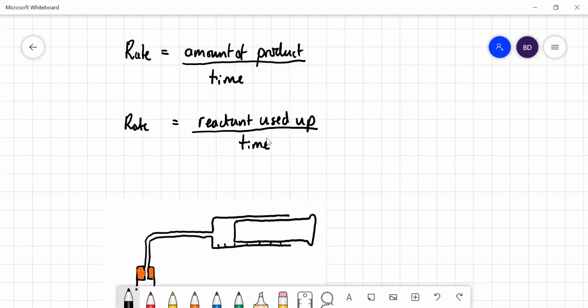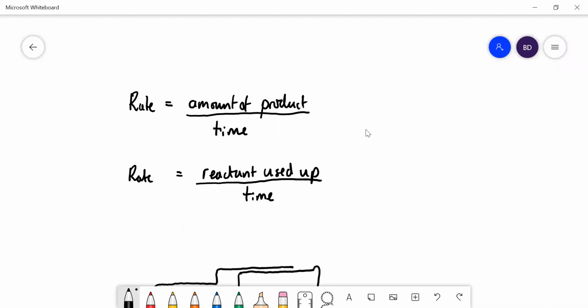Okay, this is an introduction to rates of reaction. We're aware that some reactions are very fast, like putting potassium in water. Some are very slow, like rusting, and everything in between, of course.